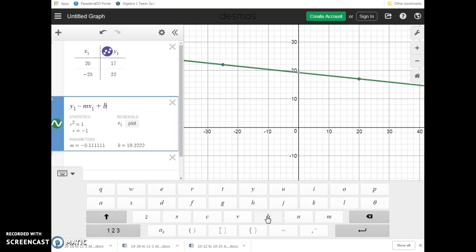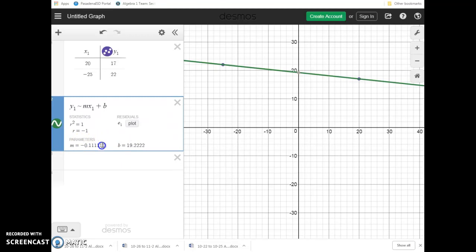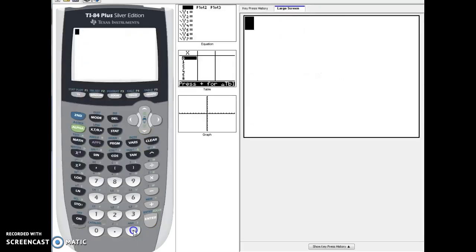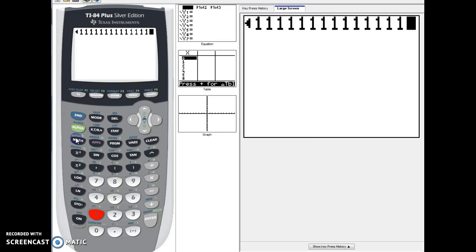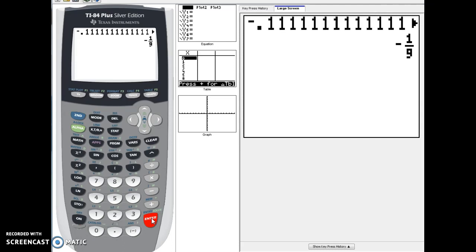Okay, so it gave me the line that goes through the points, and it also gave me the slope and the y-intercept. I need to change this slope. You see this slope right here? I need to change it to a fraction. So let's type negative 0.1111111 all the way to the end of the calculator. Math, enter, enter. And it gives me negative 1/9.